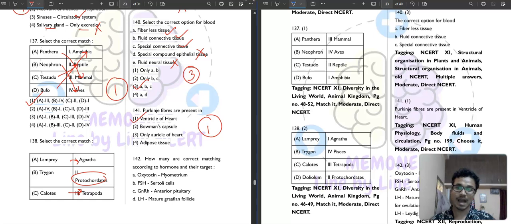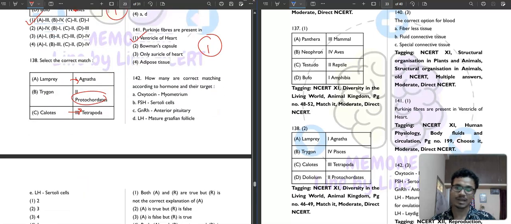The next question is saying how many are correct matching according to hormone and their target. So we have to find the correct matching according to the hormone and their target organ.